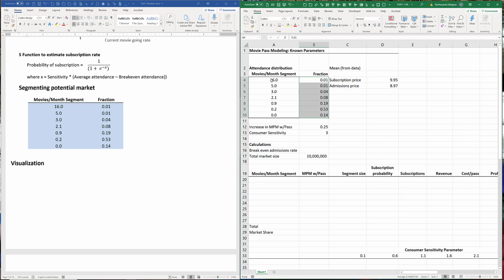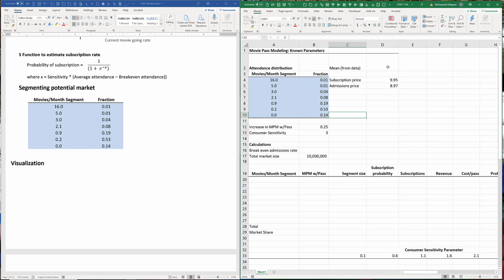So what we are saying here is that the segment where the current movie going rate is 16 is 1% of the total market size. 5 is 1%, and so on. This is the input that we are starting out with, so I'm going to use light blue like that for input.